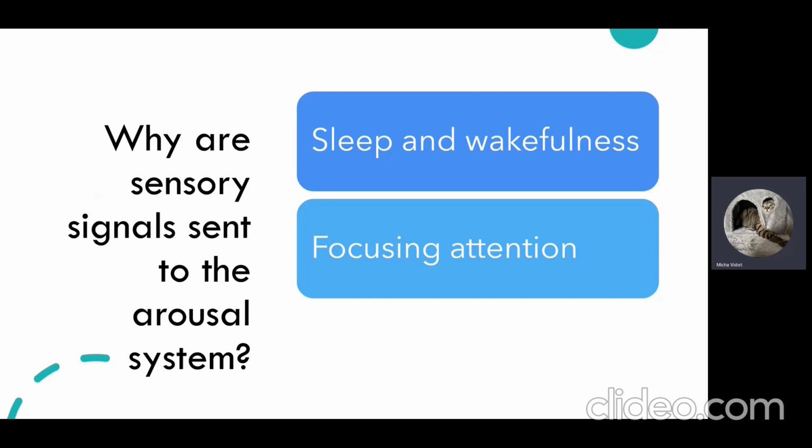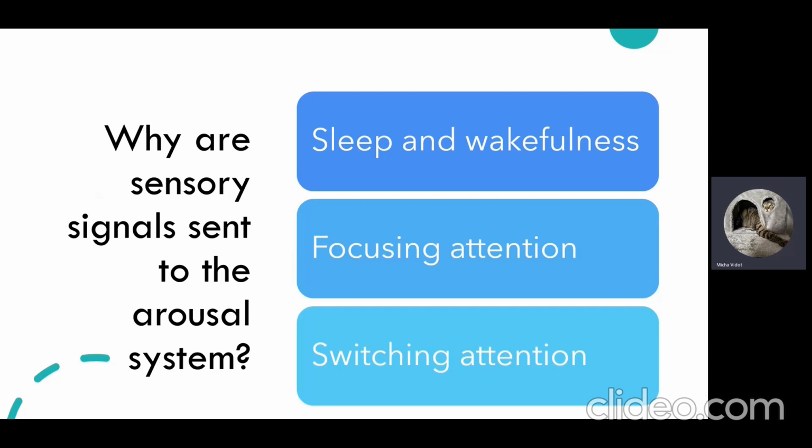which you may have noticed if you're driving around and you're trying to find a house that you've never been to before. You might need to turn down the radio so that you can see better, so that you can focus more on your visual system almost. And you also need to send signals to your arousal system in order to switch attention. So a sensory stimulus can recapture our awareness.